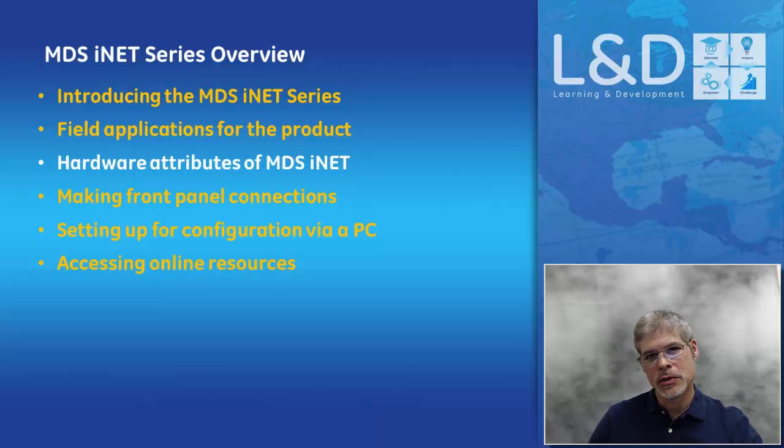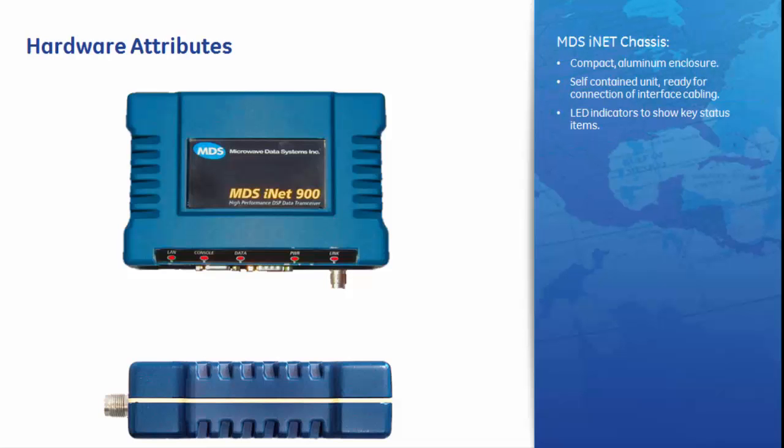We've talked in general terms about the iNET and how it is used in the field. Now let's take a close-up look at the chassis itself and explore the connectors and indicators provided on the front panel. The MDS iNET is housed in a compact aluminum enclosure, providing physical protection as well as RF shielding for the circuit board inside. The unit contains all circuitry needed for operation and requires only the attachment of proper interface cabling to the front panel connections. LED indicators on the top panel show key status of the radio, and we'll cover these in more detail soon.